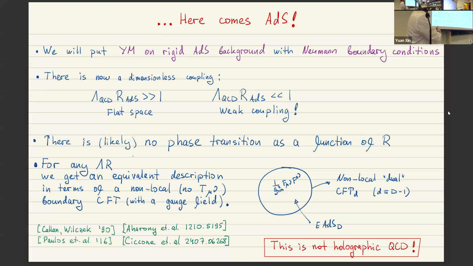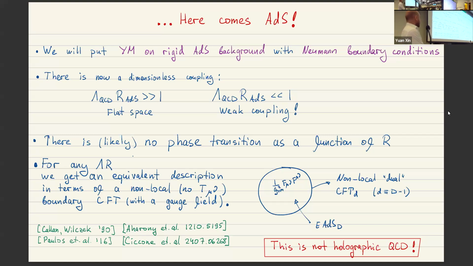So now we will put Yang-Mills on a rigid background, and I want to emphasize that this is not some holographic QCD. Okay, I'm just taking QCD and putting it on rigid anti-de Sitter space. There is no holography here. Now there is a dimensionless coupling, which is lambda QCD times the AdS radius. If we take this dimensionless coupling large, we're back in flat space. If we take it small, then the running of Yang-Mills stops at the AdS radius, so we get a weakly coupled theory. And likely there is no phase transition as a function of R AdS here.